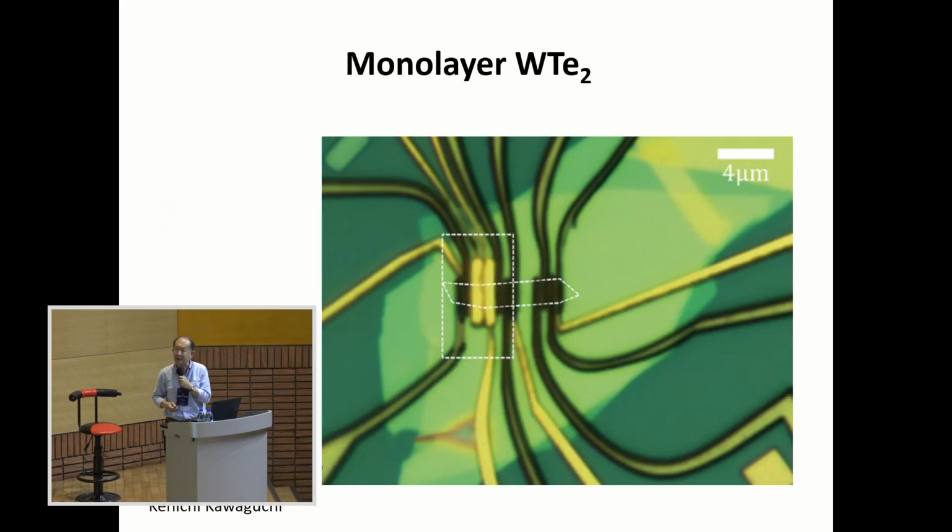And another example is tungsten ditelluride, the monolayer of which is predicted to be a 2D TI again. This is a 2D van der Waals material.